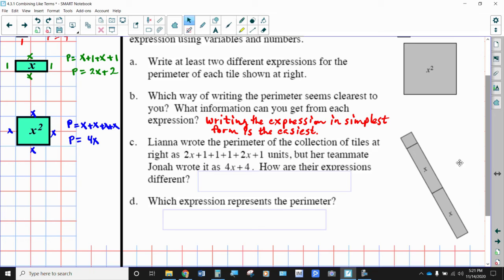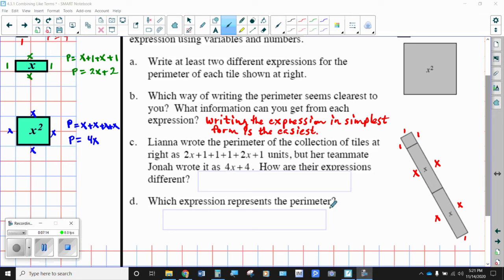Go ahead and you figure out what the perimeter is and decide why you think Liana would have written it this way and Jonah written it this way and which one of them is correct. Go ahead and unpause once you've drawn your conclusion. And then go ahead and answer D as well. Which expression represents the perimeter? I guess that's what I just asked, right? Okay, bye.